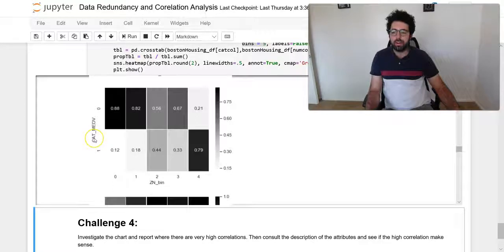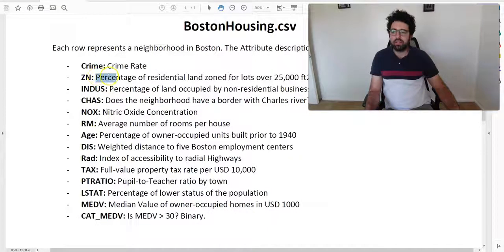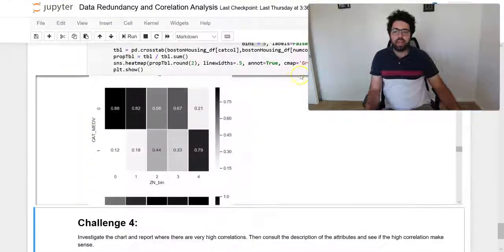It's the categorical value for the median value of the properties, and Zn. Let's see what Zn is. Zn is the percentage of residential land zoned for lots over 25,000 square feet. So you can see that there is a relationship between them. As you move through the states of one categorical attribute towards the states of the other, you can see there is a relationship. So you could start being concerned about these two attributes being in your data for some algorithmic analysis.